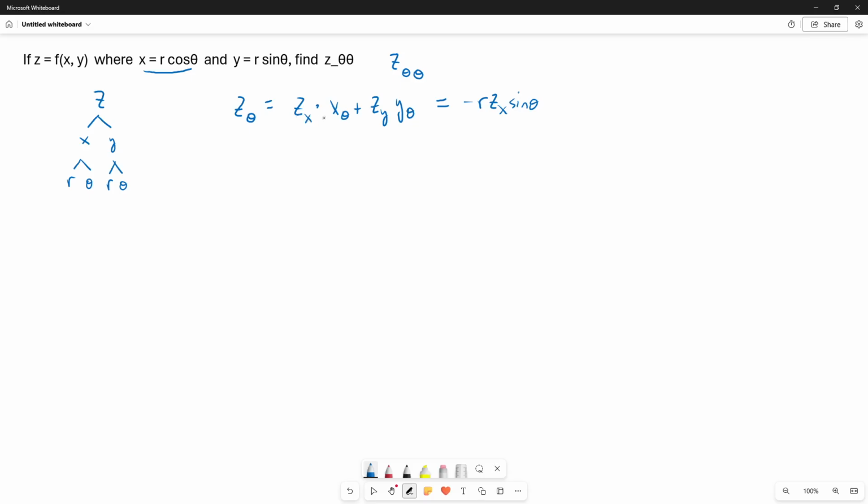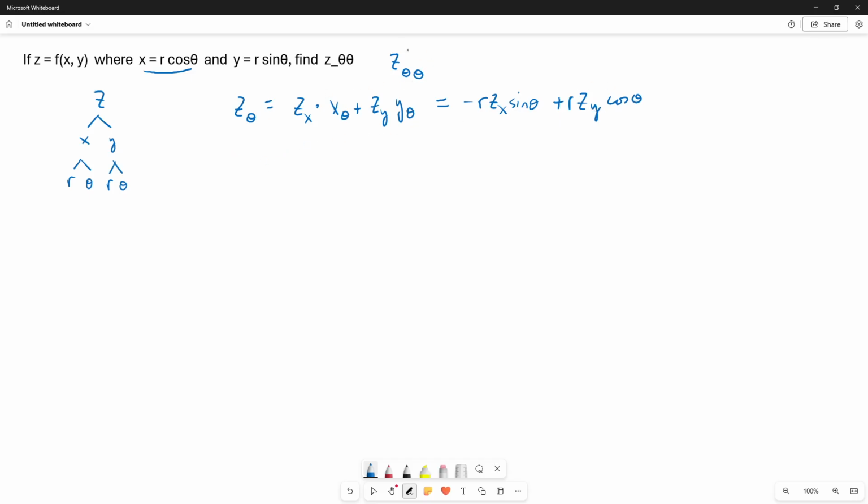We have z sub x times negative r sine theta. I'll put the z sub x here in the middle. And then we have plus, and we have to do z sub y times y sub theta. So z sub y times y sub theta. Y sub theta is r cosine theta. So we'll have r cosine theta times z sub y. So this is z sub theta. Z sub theta is negative r z sub x sine theta plus r z sub y cosine theta.